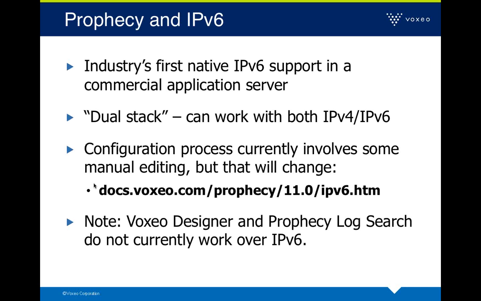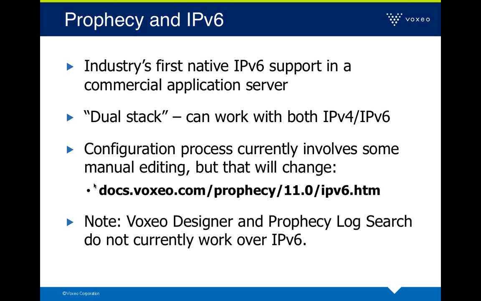The key point here is that Prophecy supports IPv6. So for companies that are looking at how to move their communications infrastructure over to IPv6, we can work with that environment. You can just drop it in. It is native support. We built that directly in. It's a dual stack, so it can be used with both IPv4 and IPv6. The configuration process does involve some manual editing of some files. There's a link right here that shows you where you can work with that. But that's what you can do with IPv6 to make it work, and it just works.